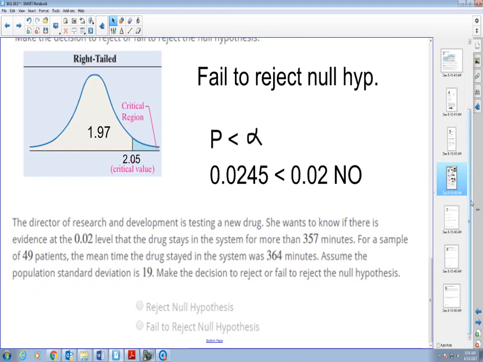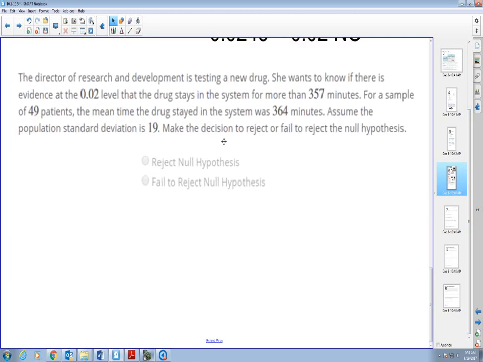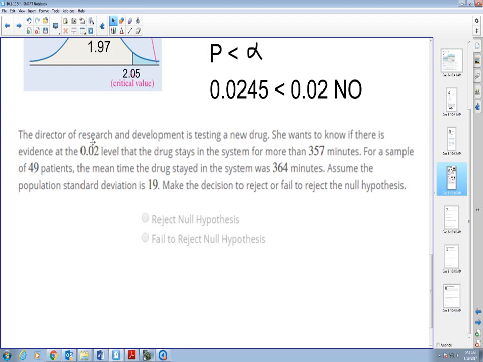Let's do one more, then we will end right there, and then we'll pick back up with part 2 of this chapter 10. A director of research and development is testing a new drug. She wants to know if there is evidence at the 0.02 level that the drug stays in the system more than 357 minutes. So they take a sample of 49 patients and find out that the mean time the drug stays in the system is 364 minutes. Assuming the population standard deviation is 19, make the decision to reject or fail to reject.